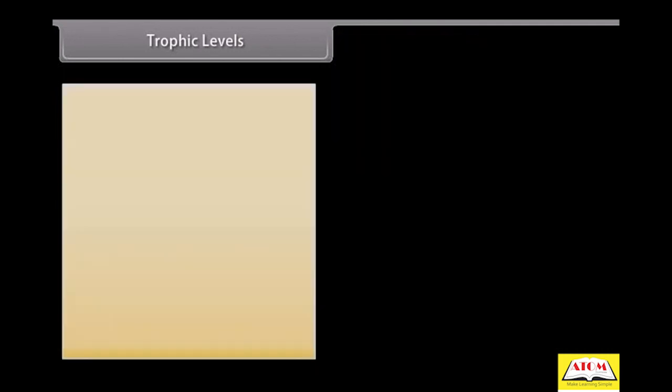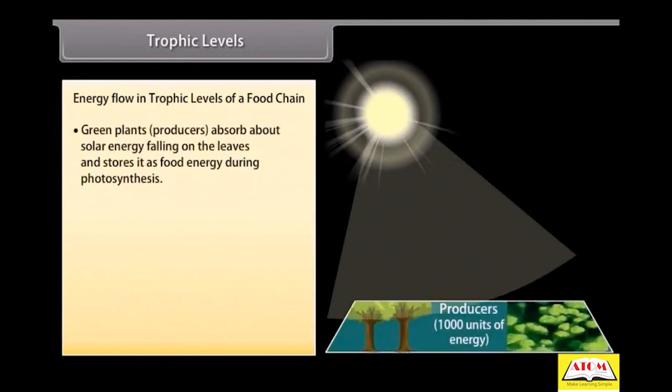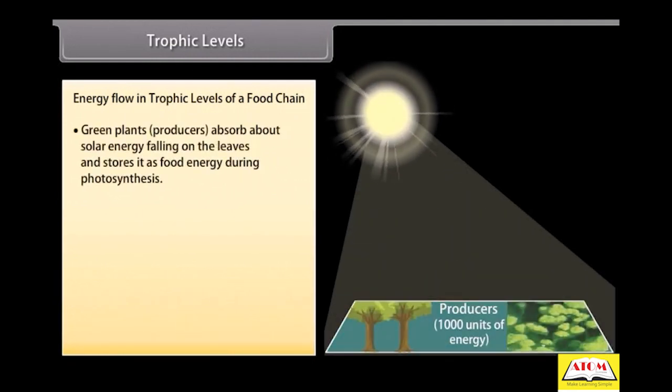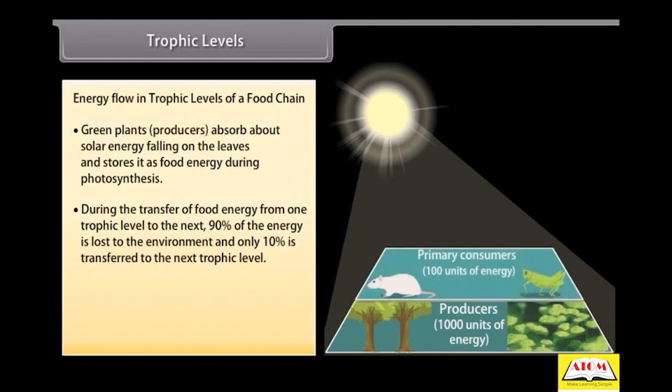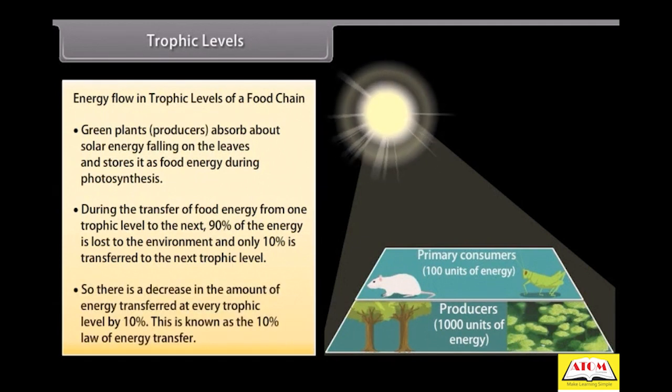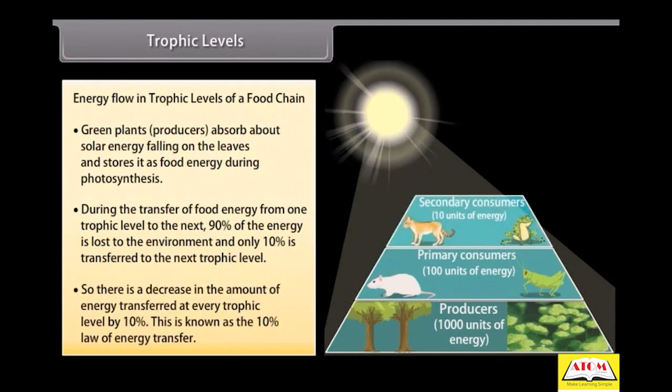Trophic levels. Energy flow in trophic levels of a food chain. Green plants, the producers, absorb about 1% of solar energy falling on the leaves and store it. During the transfer of food energy from one trophic level to the next, 90% of the energy is lost to the environment and only 10% is transferred to the next trophic level. So, there is a decrease in the amount of food energy transferred at every trophic level by 10%. This is known as the 10% law of energy transfer.